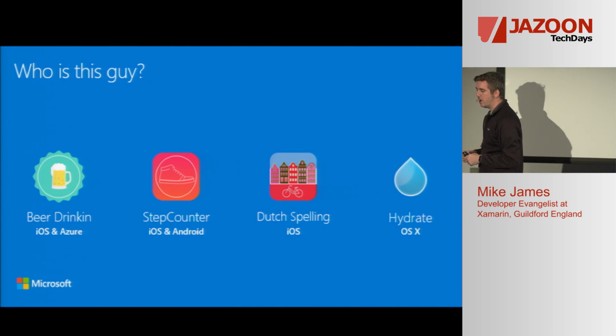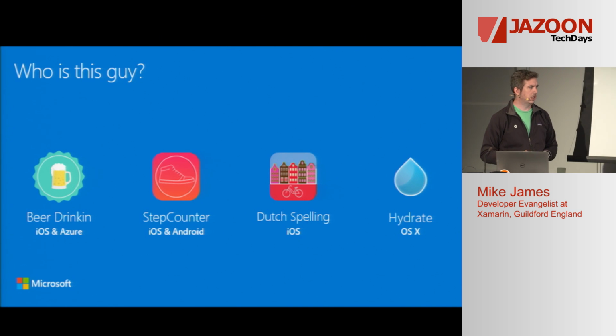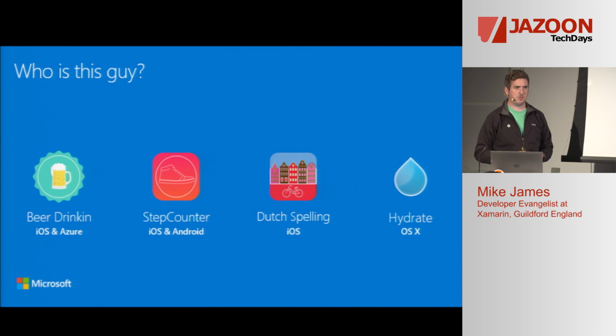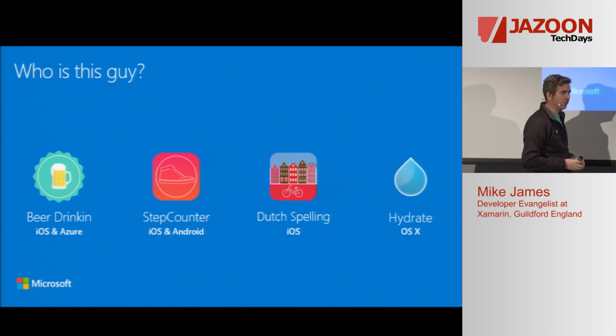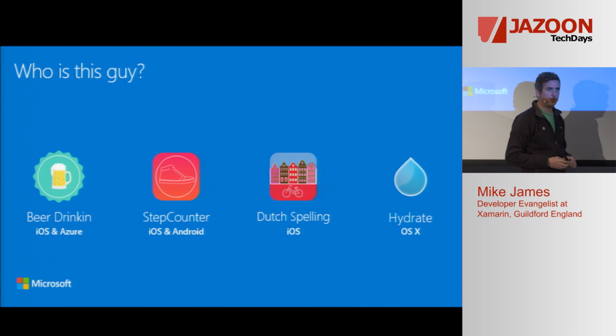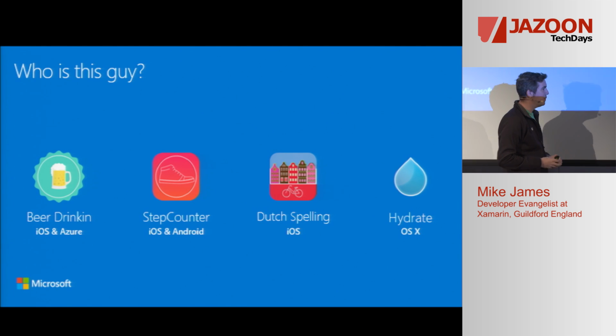Dutch spelling is an app I built because I moved to Belgium a couple of years ago, probably about 4 or 5 years ago now, in order to drink beer. Let's be very clear. It wasn't for any other cultural reasons. I just wanted to go and enjoy some beer. So I moved there for 6 months.